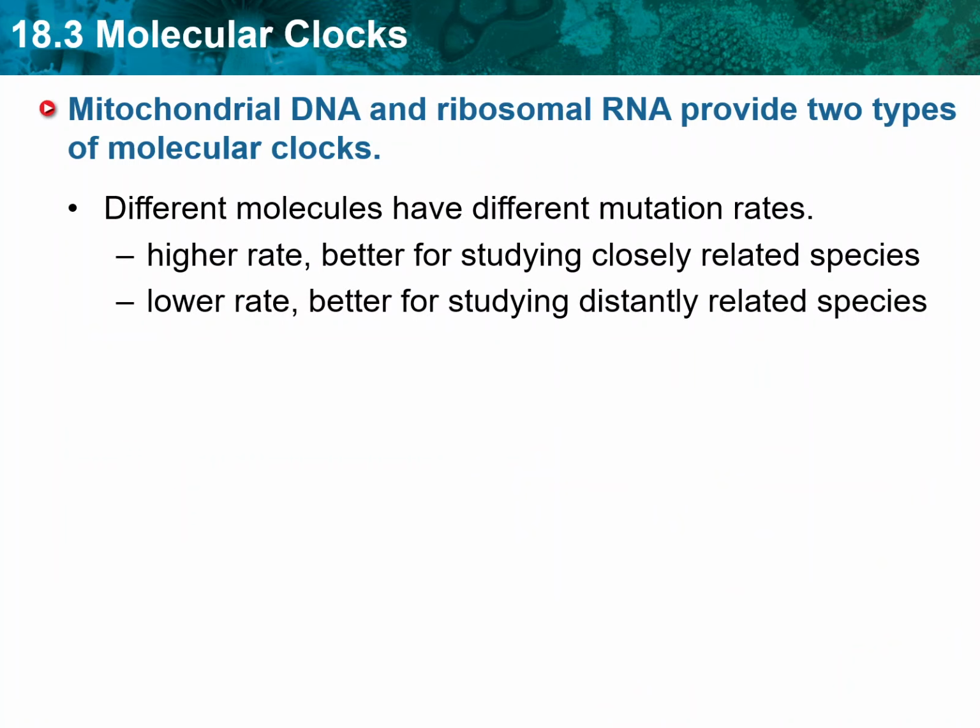Second main idea: Mitochondrial DNA and ribosomal RNA provide two types of molecular clocks. Different molecules have different mutation rates. For example, some sequences of DNA accumulate mutations relatively quickly in a lineage, while others have very low mutation rates. Depending on how closely two species are related, scientists choose a molecule with an appropriate mutation rate to use as a molecular clock.